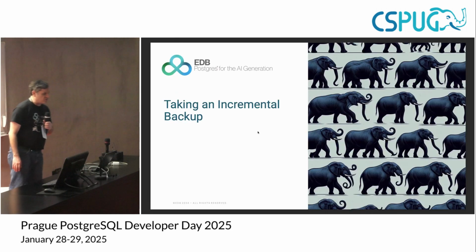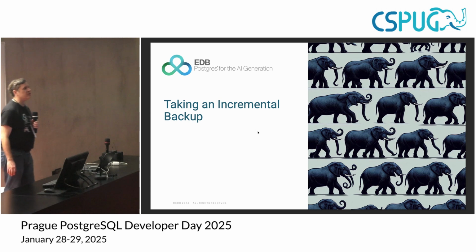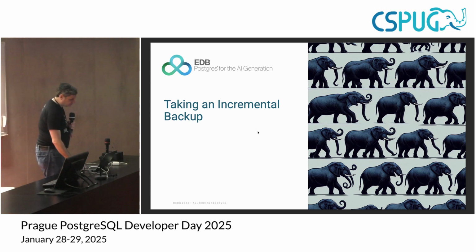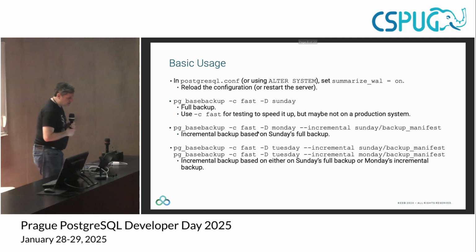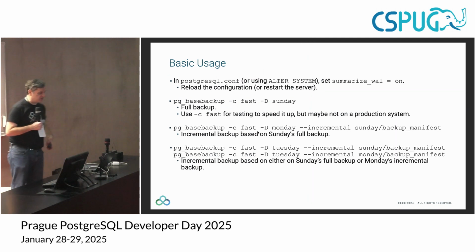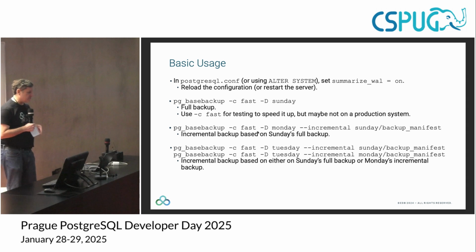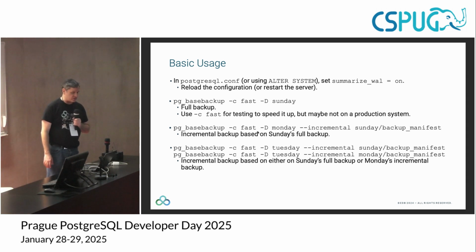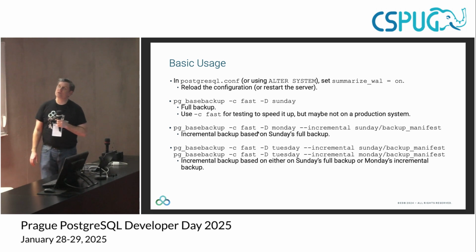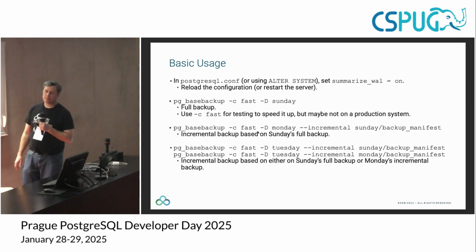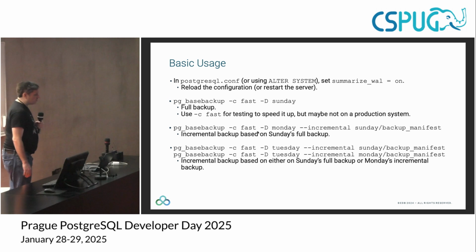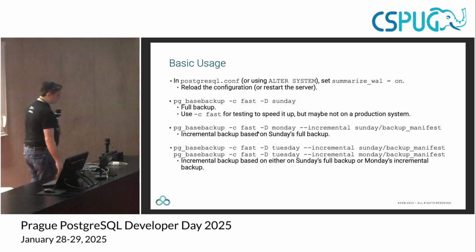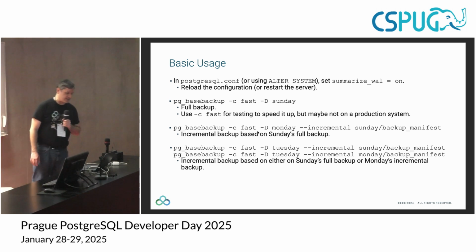So let me show you how you can take an incremental backup. There is one piece of mandatory configuration if you want to use this feature. You need to go into postgresql.conf and set the summarize_wal parameter, which is a new parameter, to on, or you can use the ALTER SYSTEM command to do the same thing. Either way, you will then need to reload the configuration or restart the server in order for the new setting to take effect.